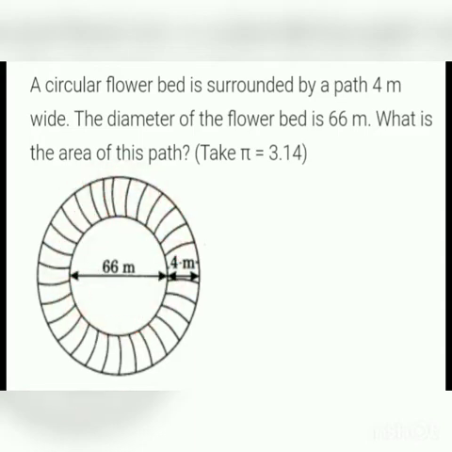Now we can see whether the radius is available. For the smaller circle, that means the flower bed, the diameter is given as 66 meters, from which we can find the radius. It will be 66 by 2, 33. So let the radius of this flower bed or small circle be R1 and the radius of the greater circle be R2. What is the radius of the greater circle? It means this full length. If you know the radius of the smaller circle plus the width of the path, you will get the radius of the larger circle, that is R2.